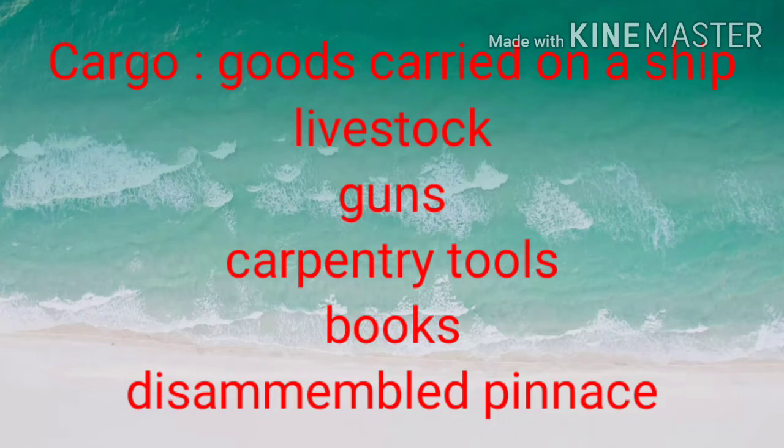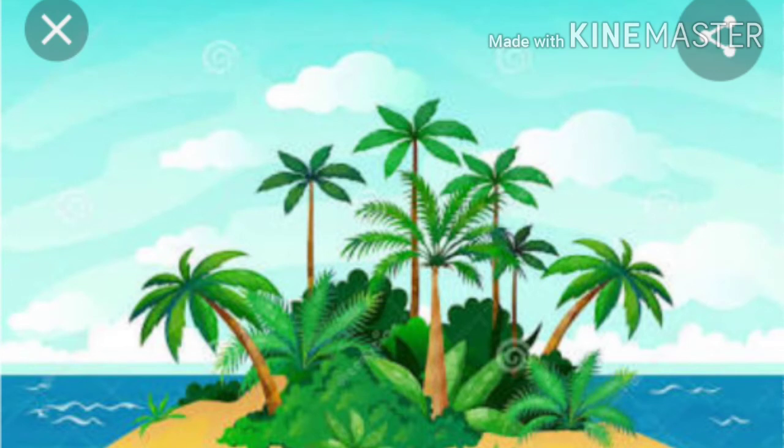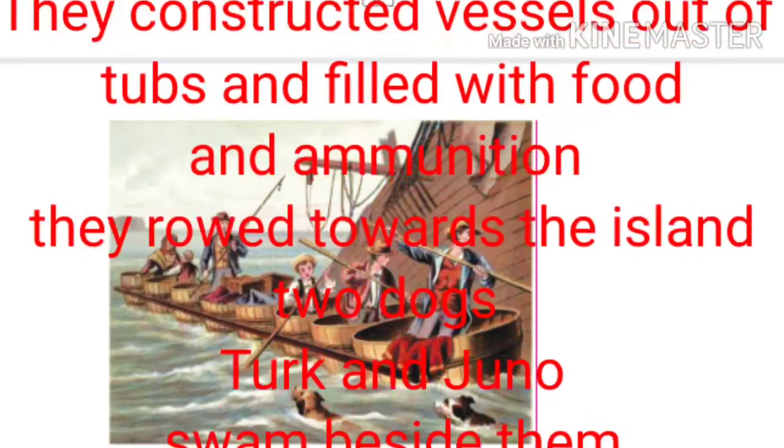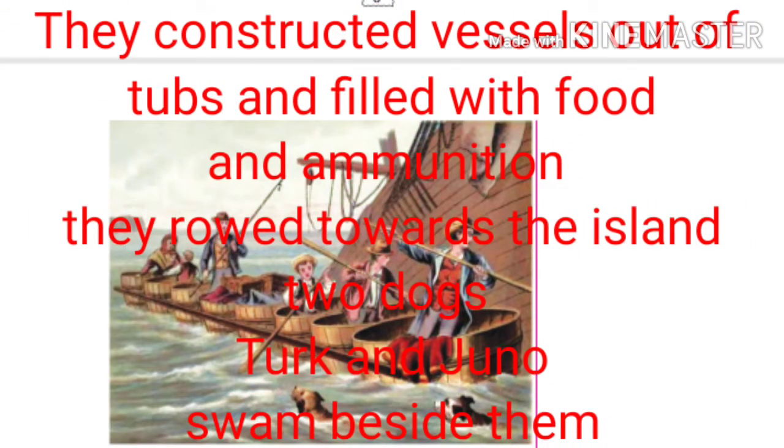The family saw a tropical desert island, but the island was not near. It was beyond the reef. But with a great struggle, the family reached that island. How did they reach? They constructed vessels out of tubs and filled them with food and ammunition. They rowed towards the island.